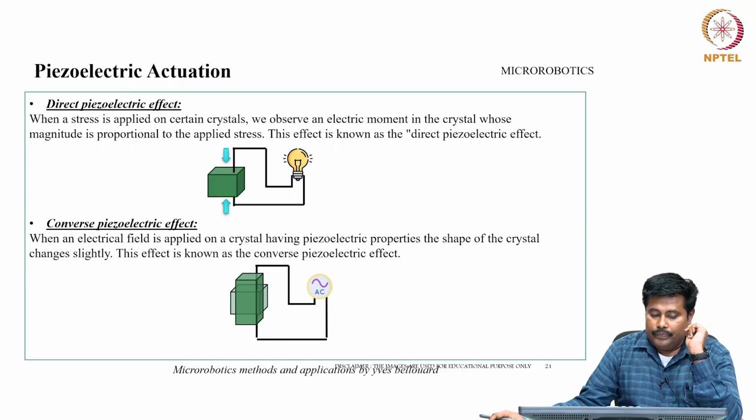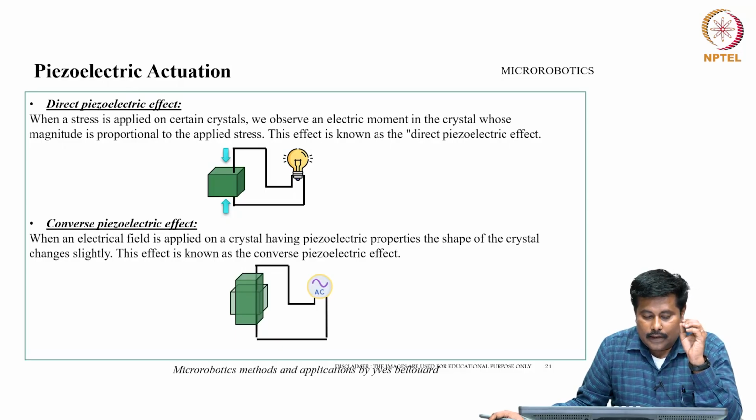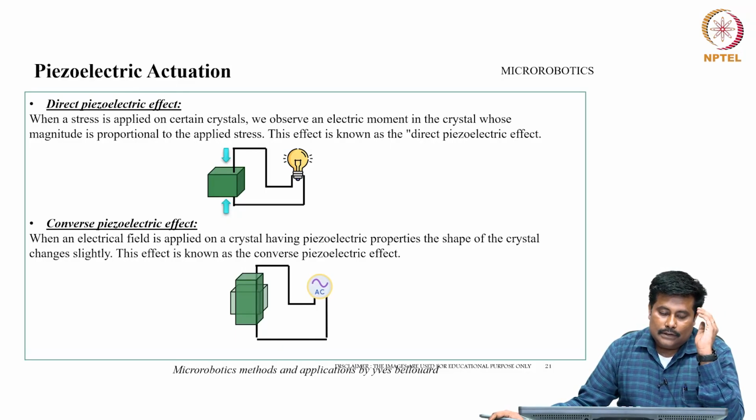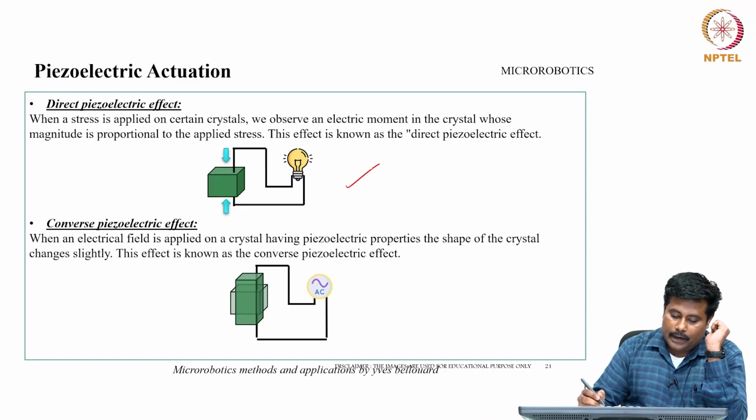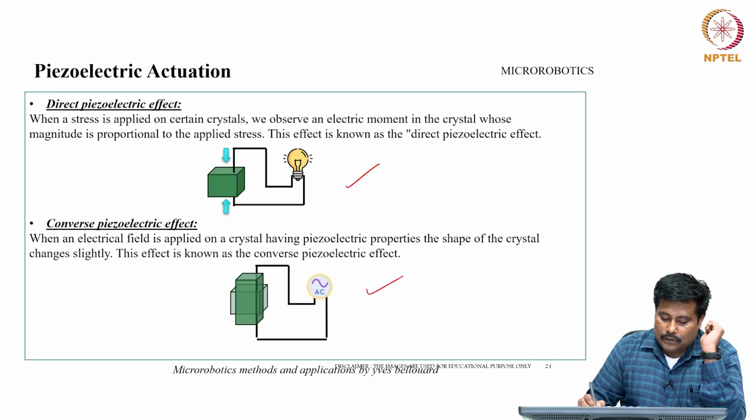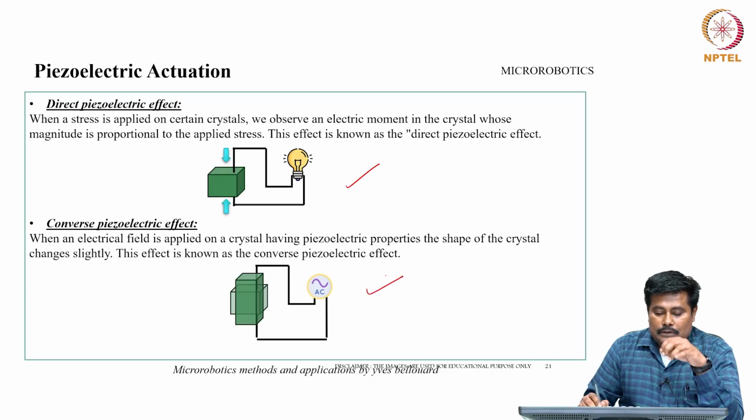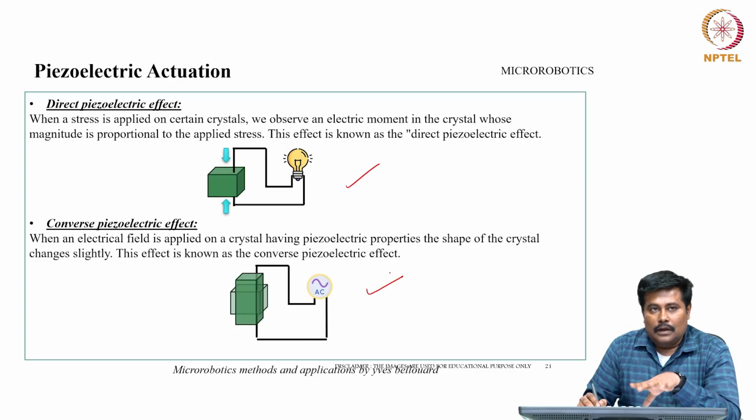Okay. Now, when we classify the types of piezoelectric actuators, they are classified into two. One is called the direct piezoelectric effect and the other is called the converse piezoelectric effect. The comparison between these two, direct piezoelectric effect and converse piezoelectric effect, will be discussed in the upcoming lecture.